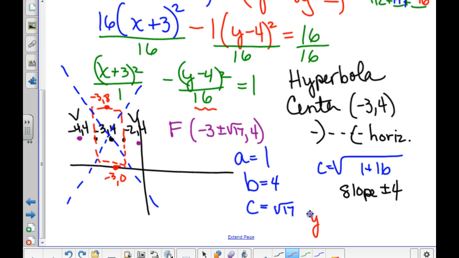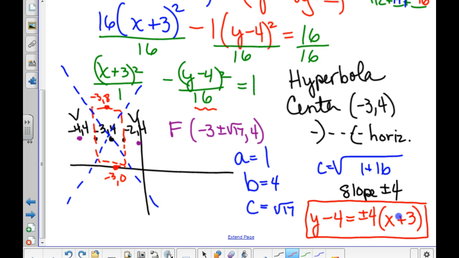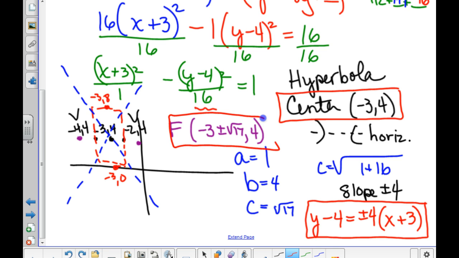So using point slope, or the equation off your orange sheet, it's y minus 4 equals plus or minus the slope, and then x minus negative 3, which becomes plus 3. Those are the equations of the asymptotes. Center, foci, asymptotes. The other thing we needed were the vertices, which I put over here.